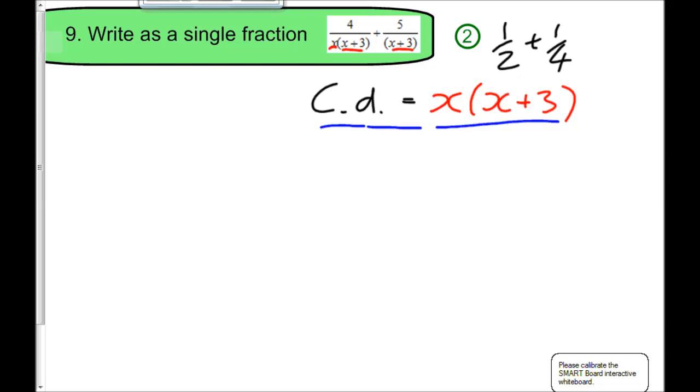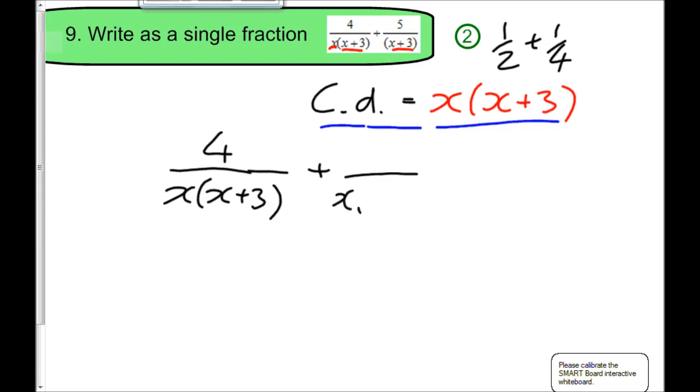Now, fortunately, if you see the first fraction, that already has the denominator x plus 3. So that means we don't have to do anything more to that one. The second one, however, hasn't quite. We've had to multiply the x plus 3 by x in order to create that common denominator. So with a fraction, remember to not change the value, we have to do the same to top and bottom as well. So that becomes 5x over x plus 3.